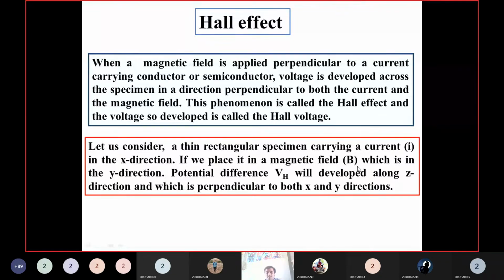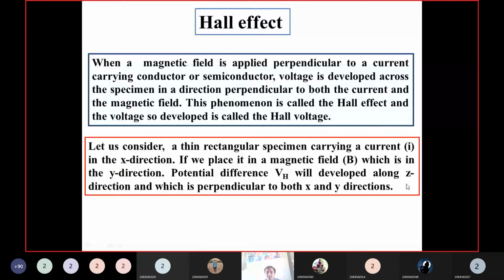Now according to the Hall effect, what happens? A potential difference VH is developed. In which direction? Along the z direction, because x, y and z are mutually perpendicular to each other. That means the voltage direction is perpendicular to the x and y directions.